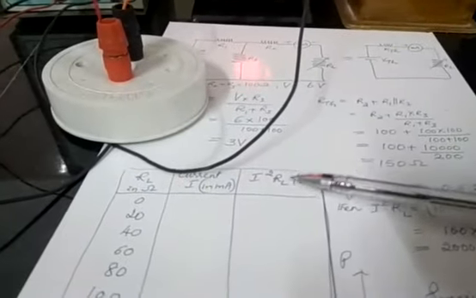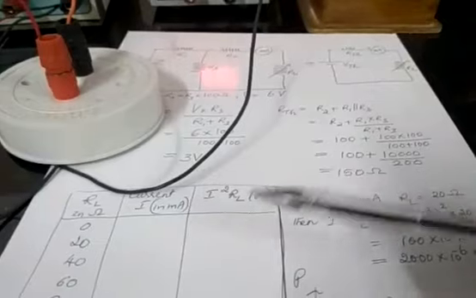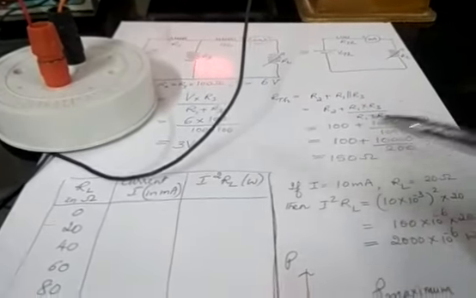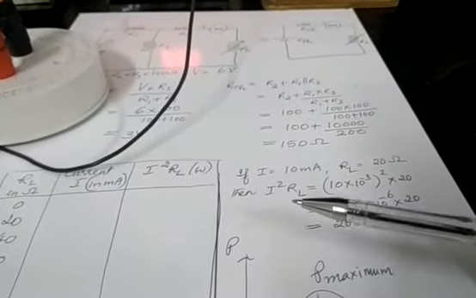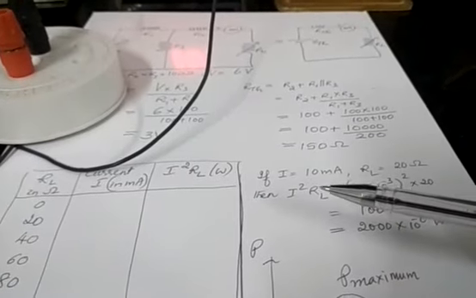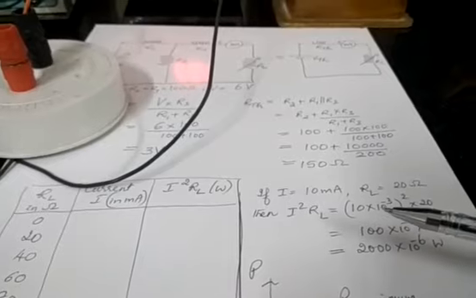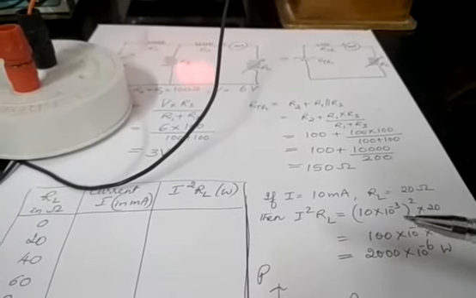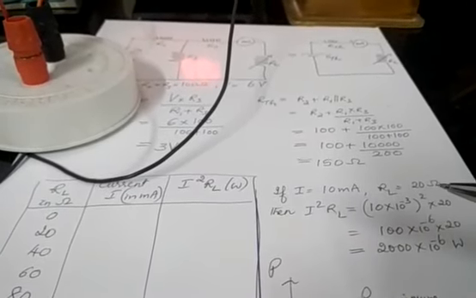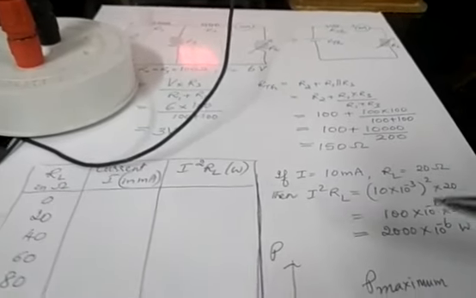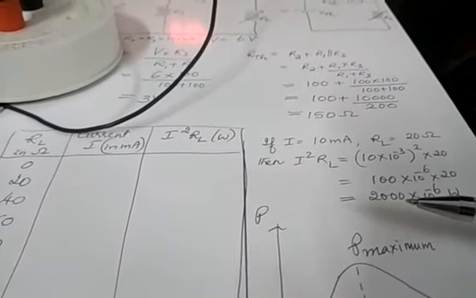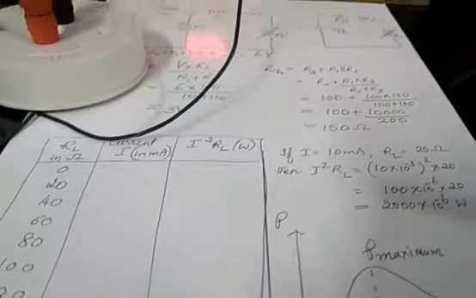Once you finish taking the values, then you need to calculate I square RL. Remember, I is in milliamperes. Therefore, when you do the calculation, if I take I equal to 10 milliamps and RL equal to 20 ohm, then I square RL is equal to (10 into 10 to the power minus 3) whole square into 20. So you get the power as 2000 into 10 to the power minus 6 watt.